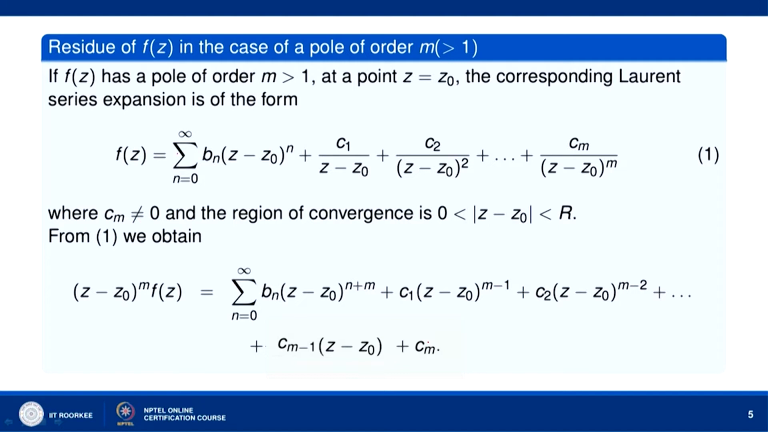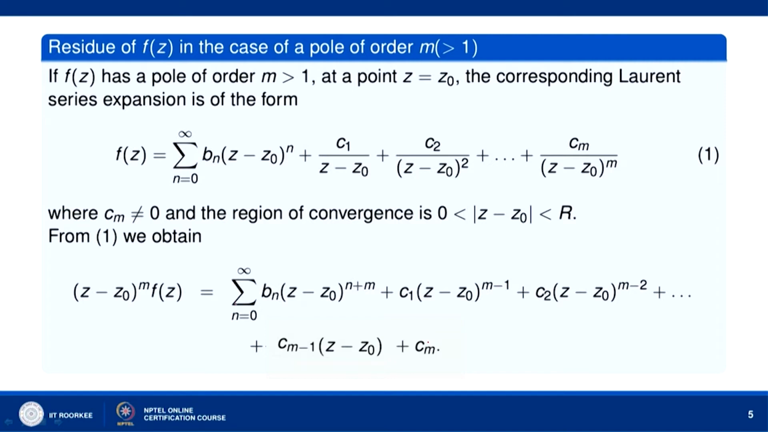Now, from this, when you multiply this equation by z minus z naught to the power m, what we get is z minus z naught to the power m f z equal to sigma n equal to 0 to infinity b n z minus z naught to the power n plus m, then c 1 z minus z naught to the power m minus 1, c 2 z minus z naught to the power m minus 2 and so on, c m minus 1 into z minus z naught plus c m.